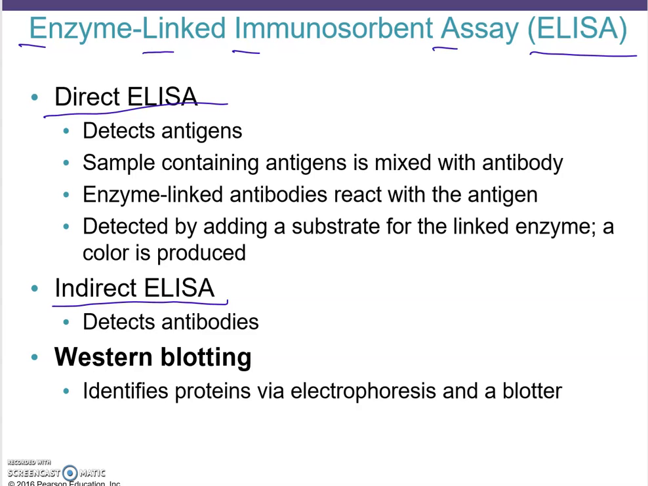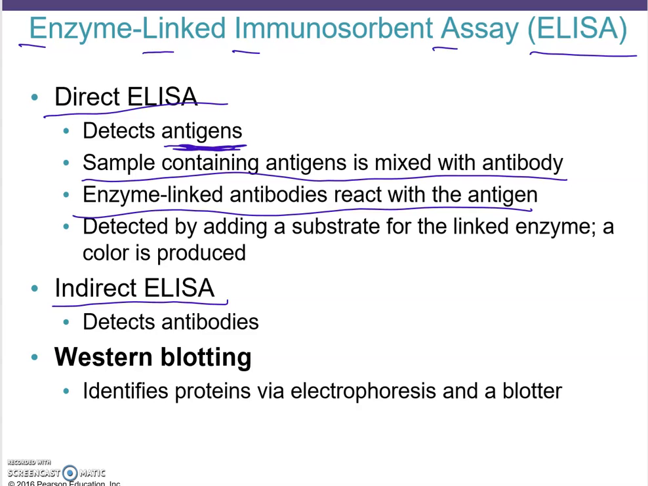In the direct ELISA, you're detecting the antigen directly, therefore direct ELISA. So your sample containing antigens is mixed with the antibody, enzyme-linked antibodies react with the antigen, and then they're detected by adding a substrate for the linked enzyme. So, and then there's a color product produced, and that's how you can tell whether something's positive or not positive.